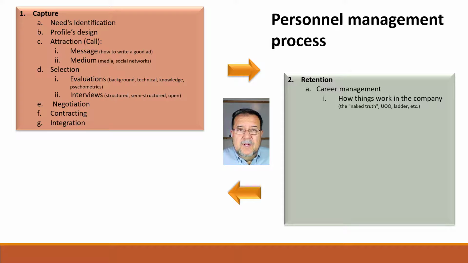Also we tell them how he or she will develop and grow in our company. For example, we might have a work ethic of being either up or out. Either the person grows or they leave. That's what we mean by UOO.